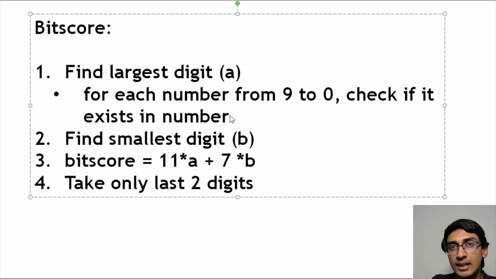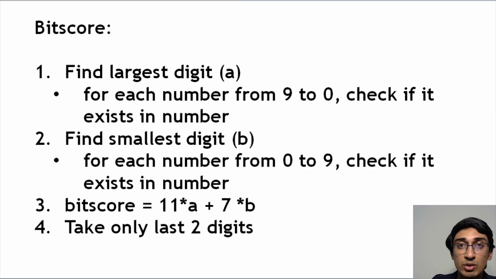If I didn't get 9, I go to 8. Does 8 exist? Does 7 exist? Does 6 exist? The moment we find that a number exists, we say that this is the largest number possible, choose it. Similarly, for the smallest digit, we go in ascending order. That is, I start from 0. Does 0 exist in this number? If it does, great, that is the smallest digit I have. Otherwise, does 1 exist in this number? Okay, great, 1 is the smallest digit, and so on. So this way you will be able to quickly find the largest or the smallest digit.